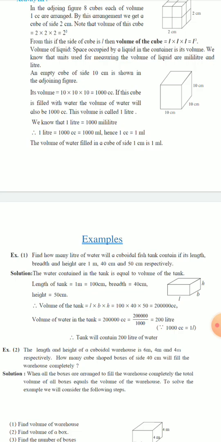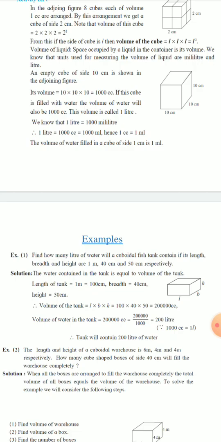So simply what I will do, I will write here: volume of the water inside the tank is equal to 2 lakh cc. When I divide it by 1000, the answer is in liters. So 2 lakh divided by 1000 becomes 200 liters, isn't it? So in short, 200 liters of water is the capacity of that particular cuboidal fish tank.